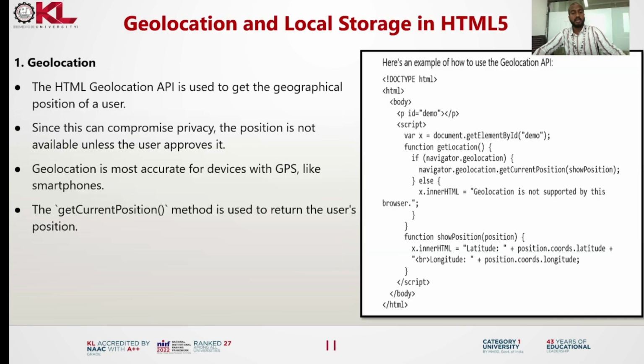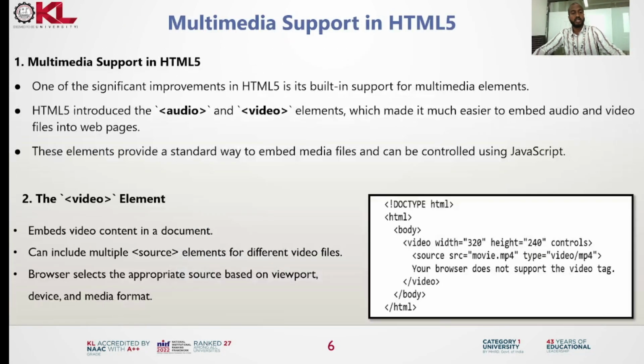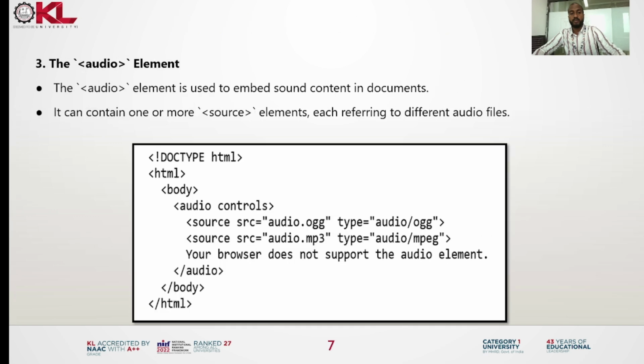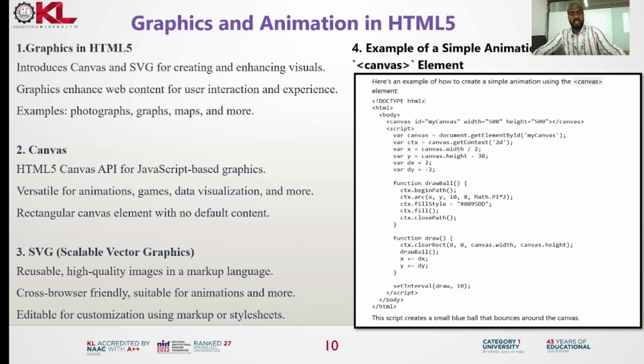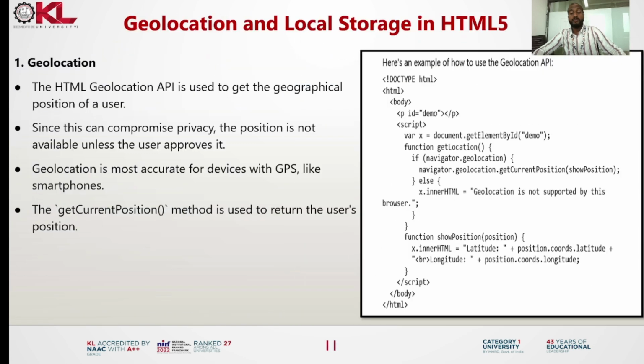I'm just telling you that this is very important. The video is very important. The other one, audio, is very important. Now come to the input types. Here so many fields are there. Among all these fields, most of the time we use email, range, search, and URL. These are the things we need very frequently. Whenever you are taking any URL, I need an anchor tag, right or not? After that, how we get the geolocation is very important.